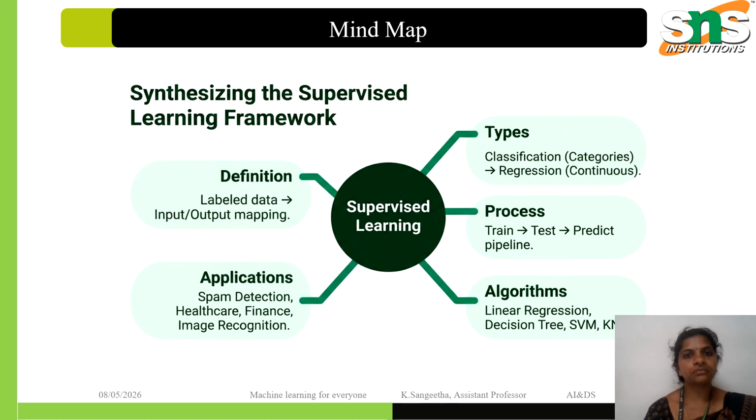Mind map. Supervised learning starts with labeled data. The data is used to train a machine learning algorithm. The algorithm builds a predictive model.